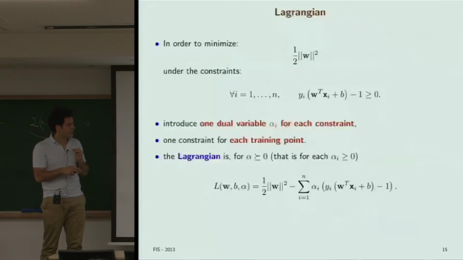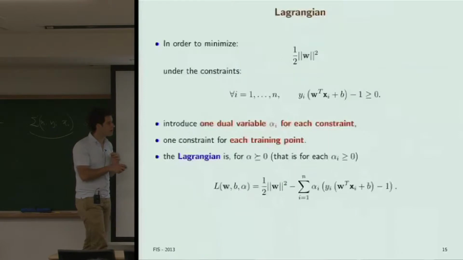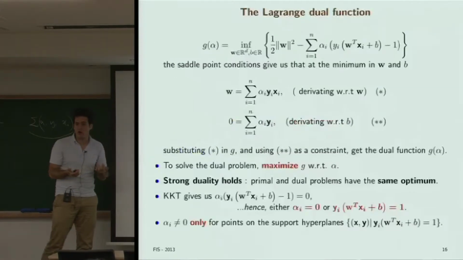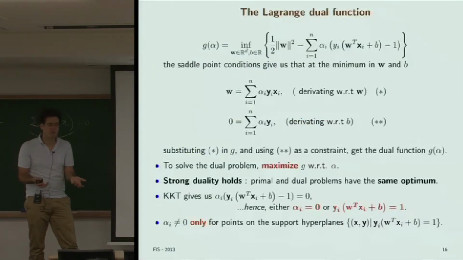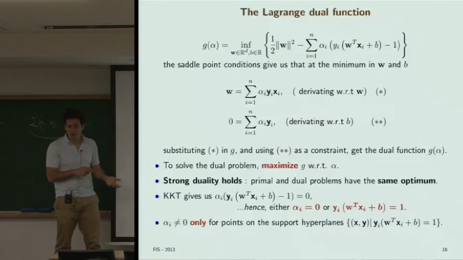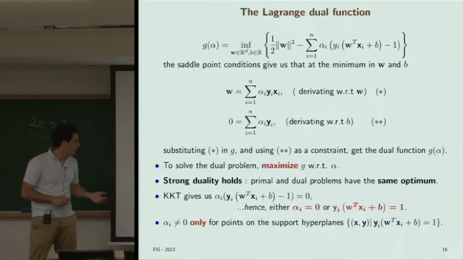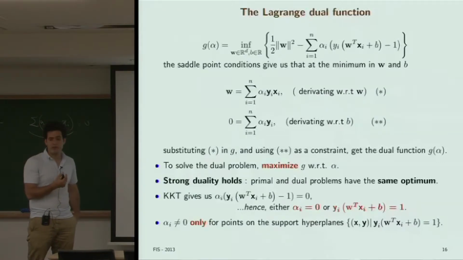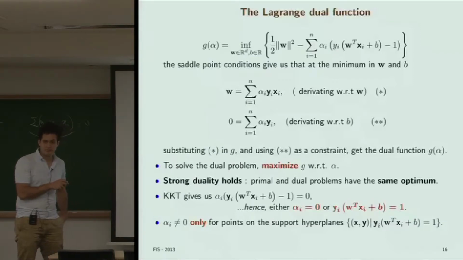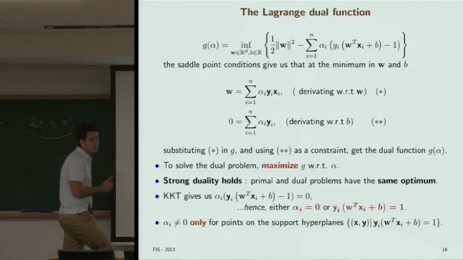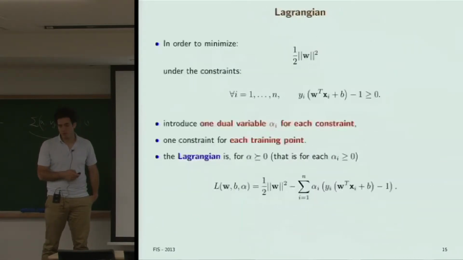If you look at this and this, they are similar, except that this was a constrained problem and this is an unconstrained problem. And it's not just an unconstrained problem, it's just a quadratic function. So it's a trivial thing to minimize. We just differentiate with respect to W and b, we set this to 0 and we have this. So this problem now, maximizing G of alpha, is called the dual problem with respect to this problem, which is called the primal problem.